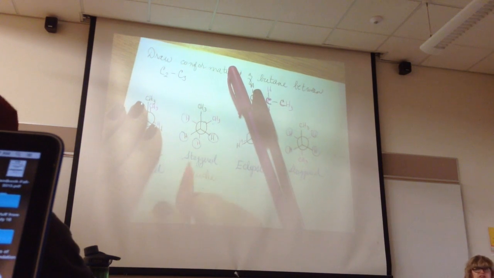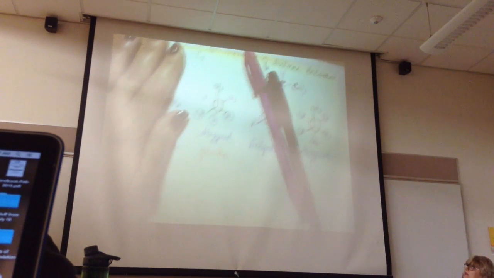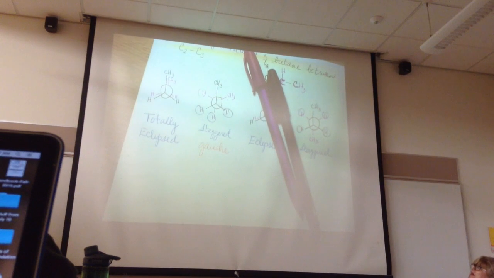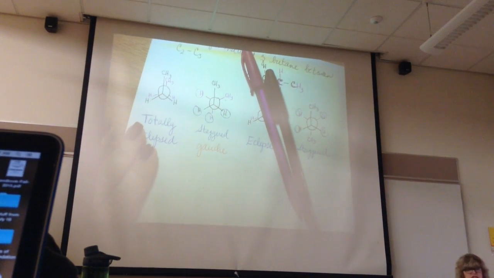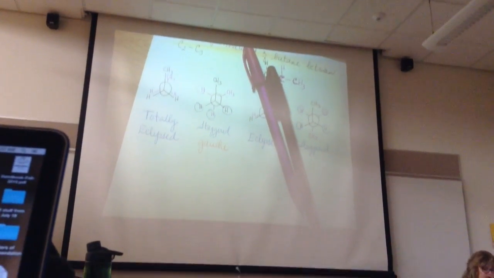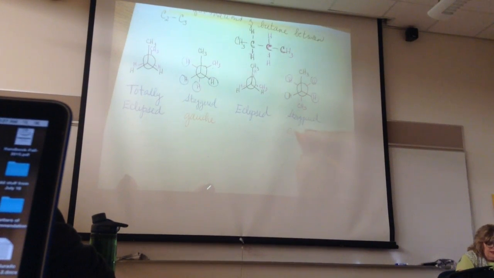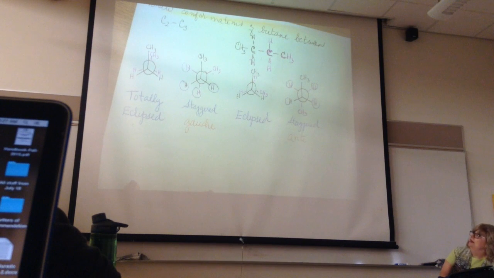French, does anybody speak French? Oh, we're not seeing these colors so hot. So 60 degrees to the right, which would be clockwise for us, or to the left, which is counterclockwise for us, is called gauche. Or if you're at 180, this is called anti. They are also called staggered as well.